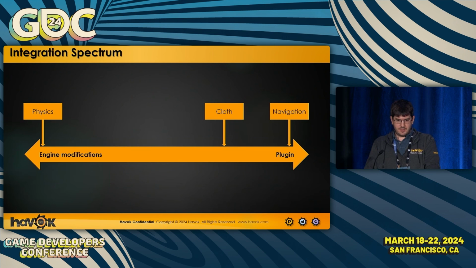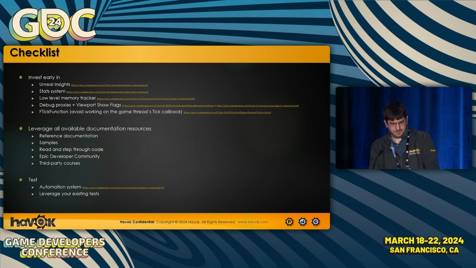So I want to leave you with one final slide, which is essentially a bit of a checklist. What we've done is we've surveyed engineers within Havok and outside of Havok as well, and just asked them, look, what were the learnings that people don't think of when they start building plugins for Unreal or integrating into Unreal? And we actually got quite a wide range of answers.